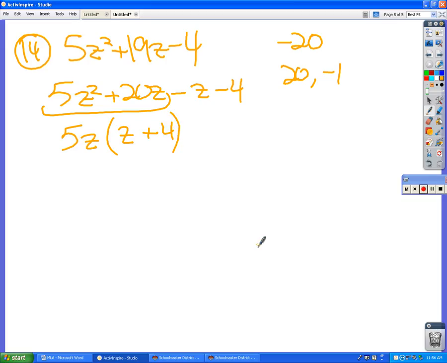Okay, good. Now with the negative z and the minus 4, what do I want to pull out? A negative 1. Jacob, negative 1 times what is negative z? Nice. And negative 1 times what is negative 4? 4.